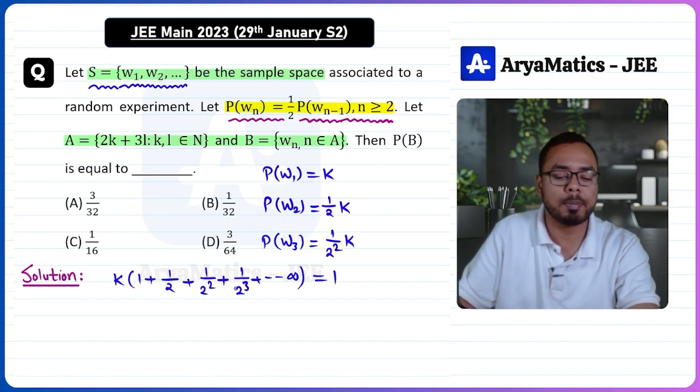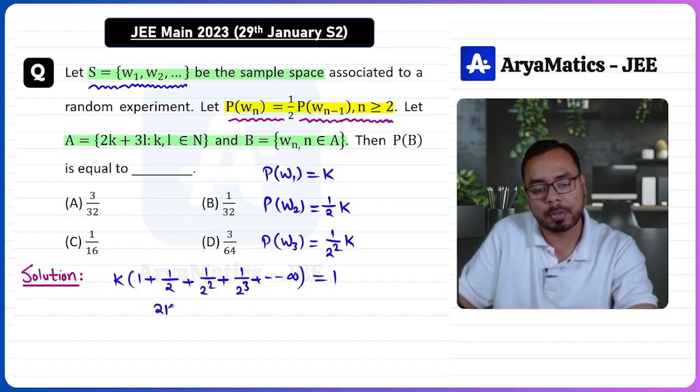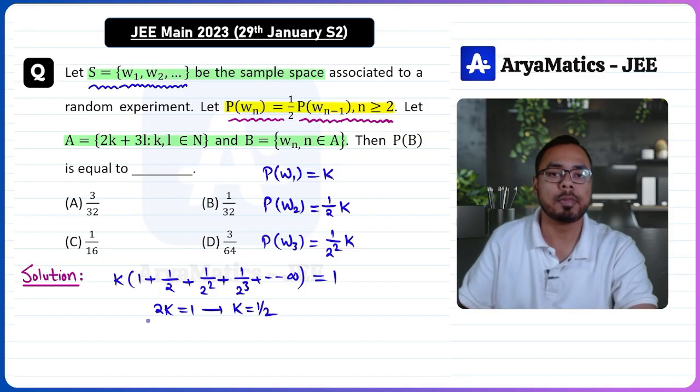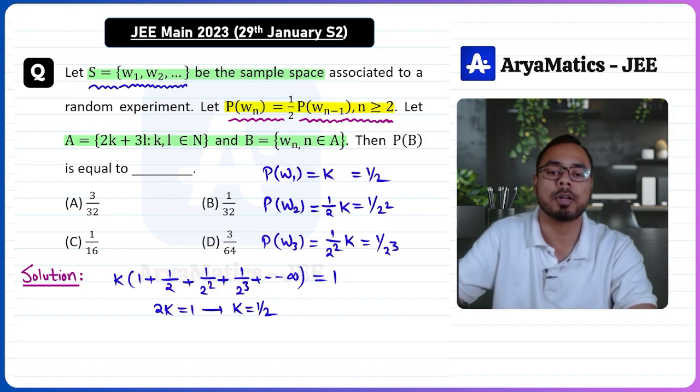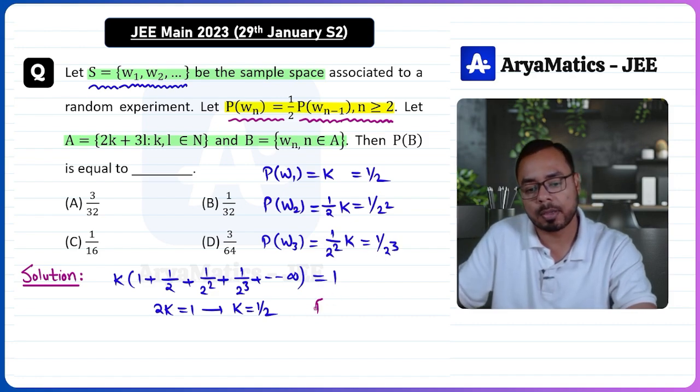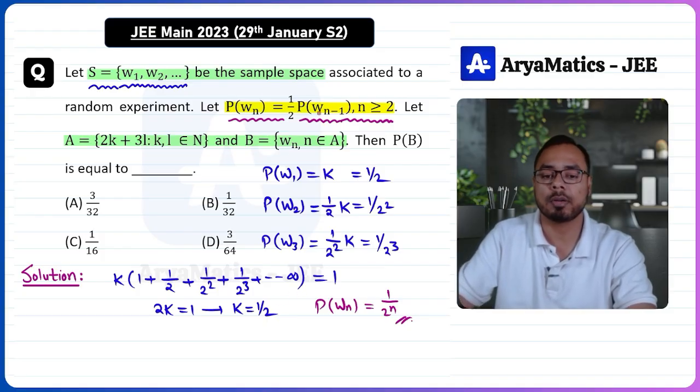And now we have an infinite GP, for which we have the standard formula a by 1 minus r. Here a is 1, the common ratio is 1 by 2, so this sum will become 1 by 1 minus 1 by 2, that will be 2. So from here we are getting 2k as 1, and that means the value of k will be 1 by 2. So probability of omega 1 will be 1 by 2, probability of omega 2 will be 1 by 2 square, probability of omega 3 will be 1 by 2 cube and so on. In fact, you can write the general formula that probability of omega n will be 1 by 2 raised to n. So this is the first information that we got.